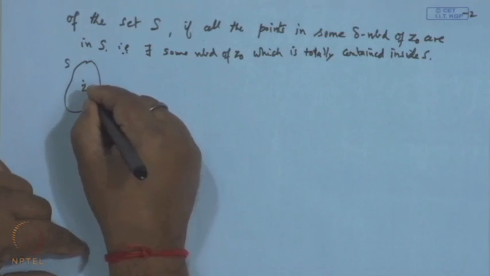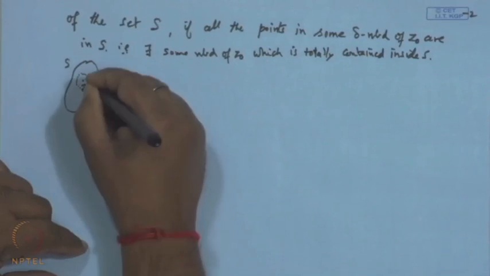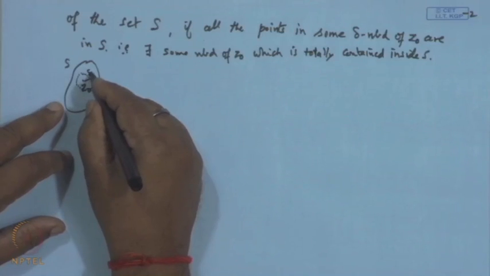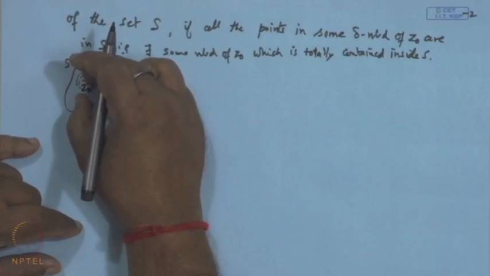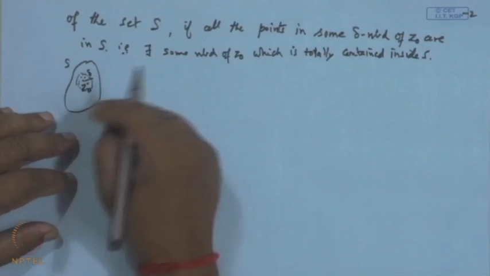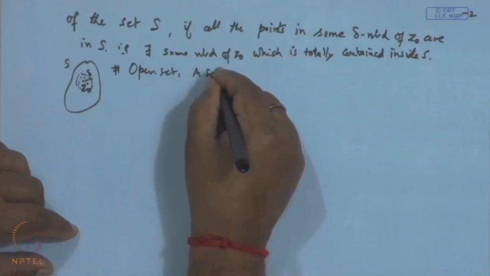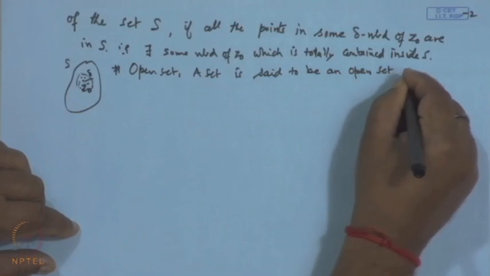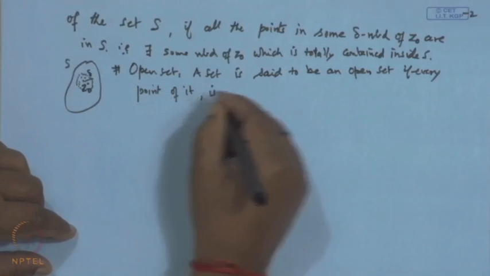A point Z naught is said to be an interior point of this set if we are able to get one neighborhood around the point Z naught with a positive radius delta, however small this delta may be, but there exists some delta greater than 0, at least one delta we can find, such that all the points inside this neighborhood are points of S, that is, this neighborhood lies totally inside S. Then we say Z naught is an interior point. And the collection of all such interior points gives an open set. What is an open set? A set is said to be an open set if every point of it is an interior point.